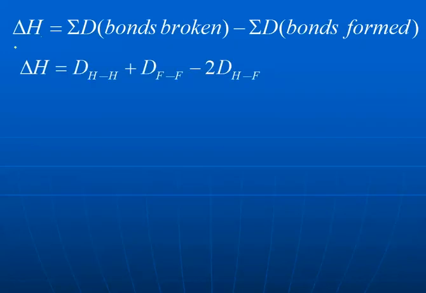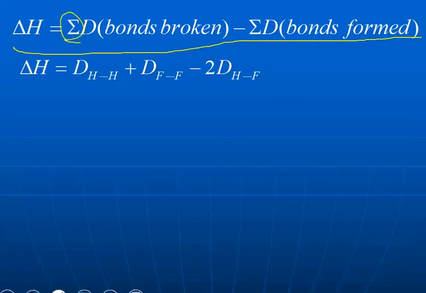Okay, so this is our general equation for finding enthalpy of formation with bonds. Just a couple of things to say here. You guys all know what this is. That's sum, or sigma. D is commonly used for bond energy. That's what that D is. So notice here, these are our HF bond or FF bond, and then 2 times the HF bonds. And then it's reactants minus products.